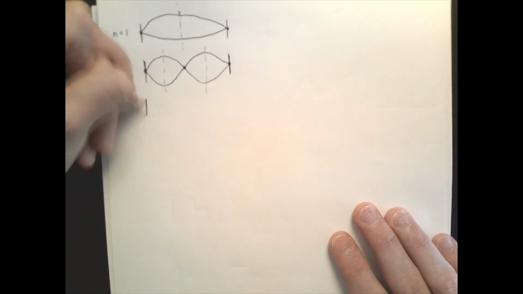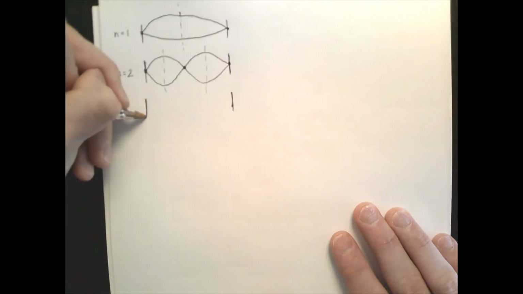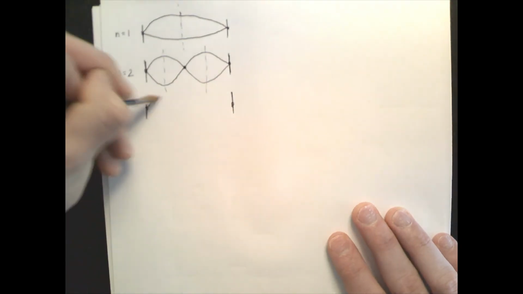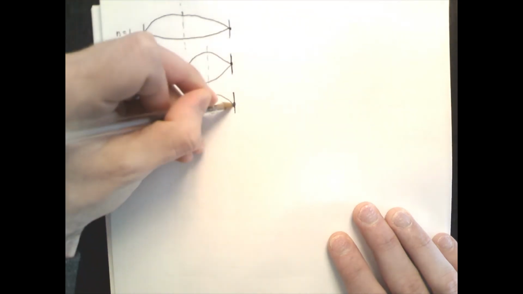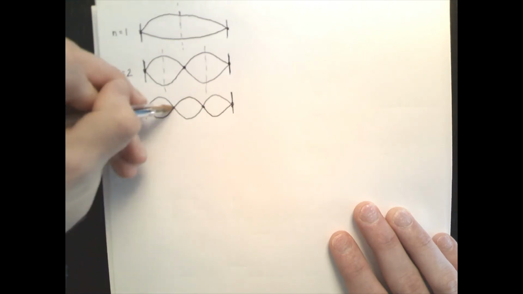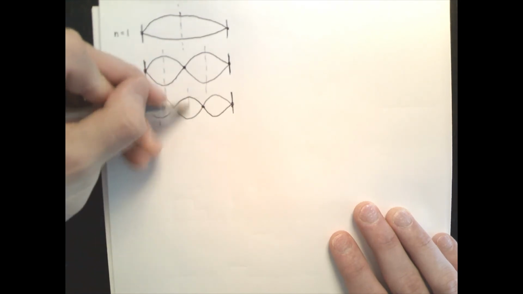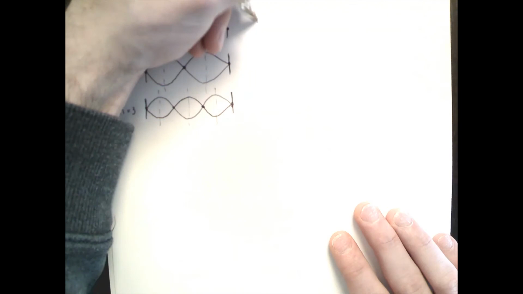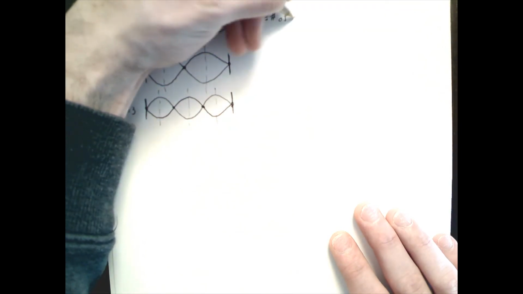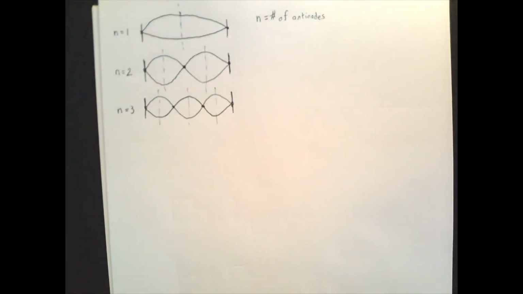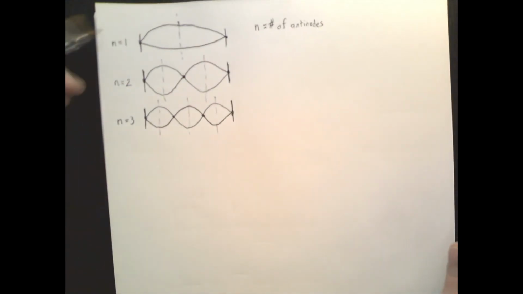And we can keep going as long as we make sure the ends stay nodes. So our next standing wave is going to look a little like this. And now I have two nodes in the center of the wave with 3 antinodes. So the n value here represents the number of antinodes. N equals the number of antinodes. And we can go to n equals 4, 5, 6, whatever. But let's keep it simple here. I can't draw all day. So we have n equals 1, 2, 3.